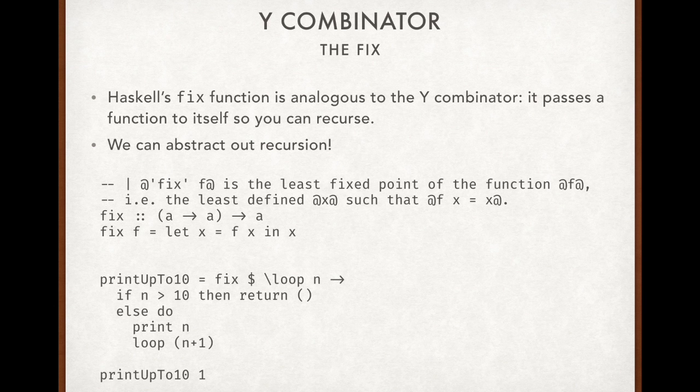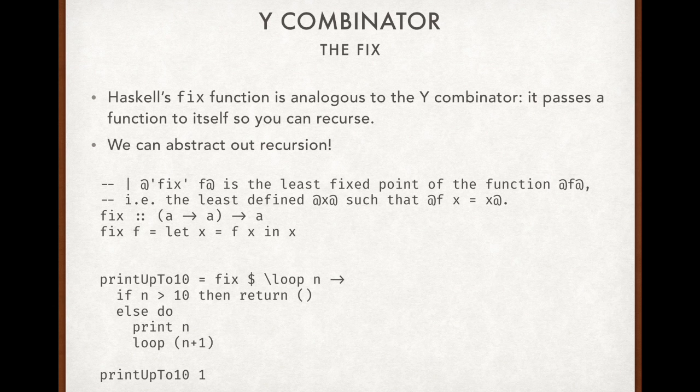So here's an example of actually using a function in Haskell called fix, which basically implements the idea of the Y combinator. Haskell is not as limited as lambda calculus, so it's much easier to implement in Haskell. See, here's the implementation: fix f equals let x equals f of x in x. That's one of the implementations.